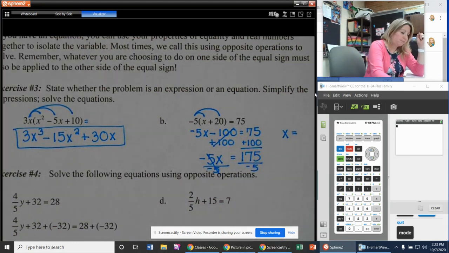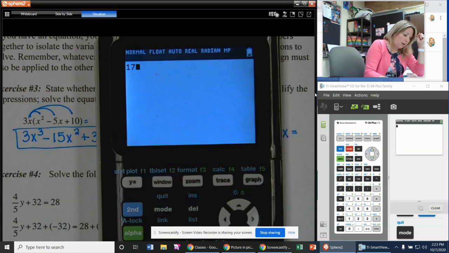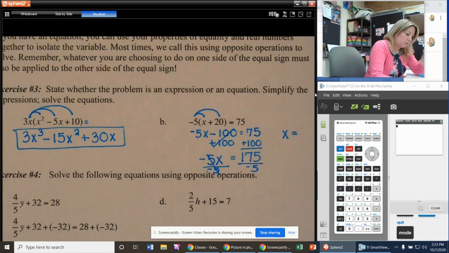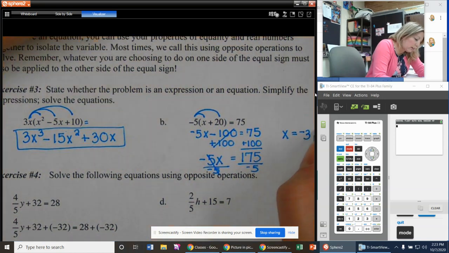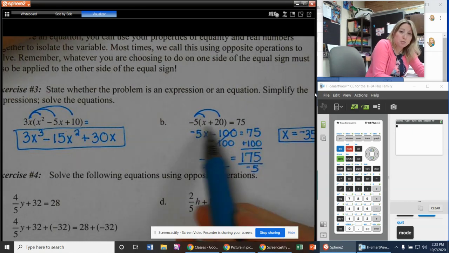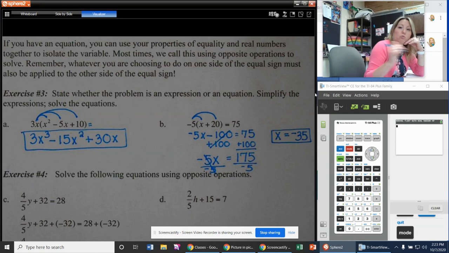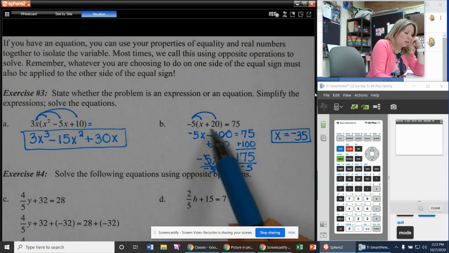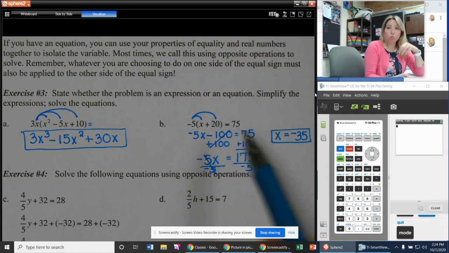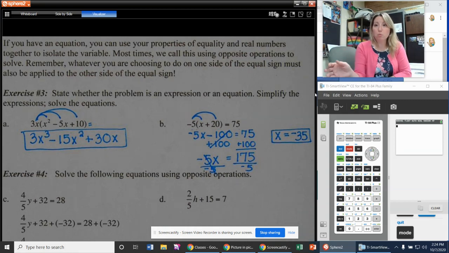Now over here, I've got 175 divided by -5, and I get -35. So 1x is worth -35. So anywhere I see an x up here, that's what I plug in for it, -35. That is the real number that makes this initial sentence true. Okay, that's what we're doing when we're solving equations.